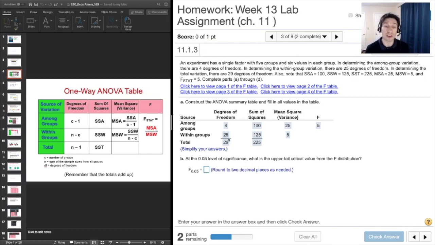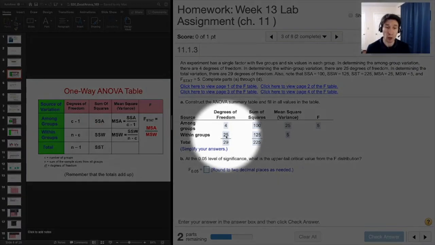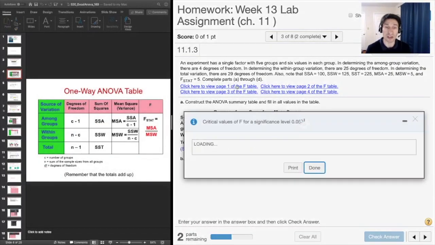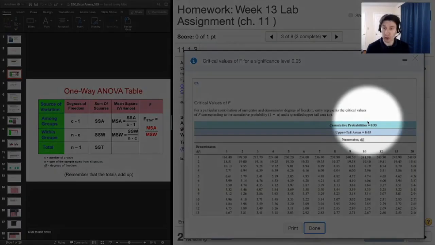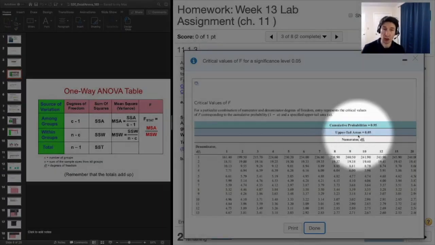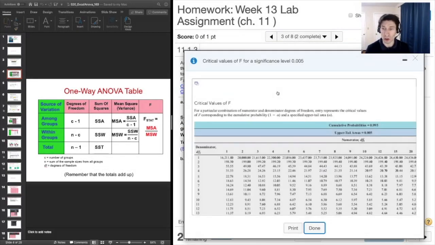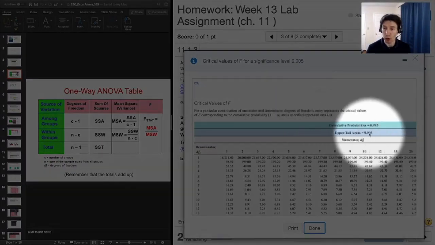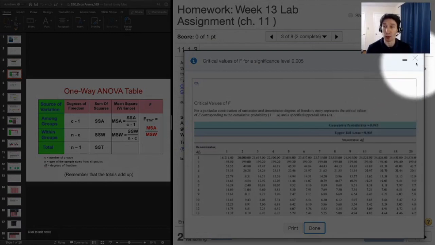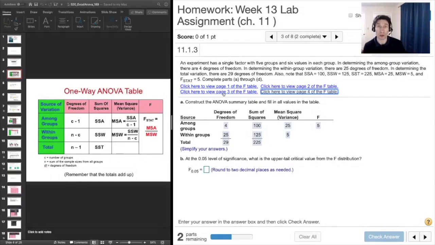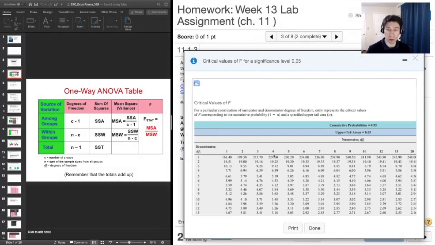We need the degrees of freedom. Degrees of freedom of the numerator are 4. Degrees of freedom of the denominator are 25. And so we need to find the right F table. First of all, we check that this is the 0.05 upper tail. This is correct. Be careful because sometimes they want you to use 0.005 in the upper tail. So don't rush when you pick the table. But here this one was correct.